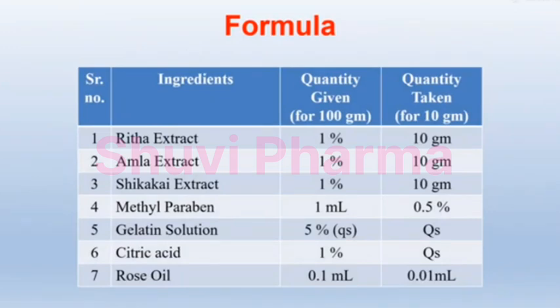So the formula for the formulation of herbal shampoo consists of the ingredients Reetha extract, amla, shikakai extract, methyl paraben, gelatin solution, citric acid, and rose oil. So here are the given quantities and the taken quantities.